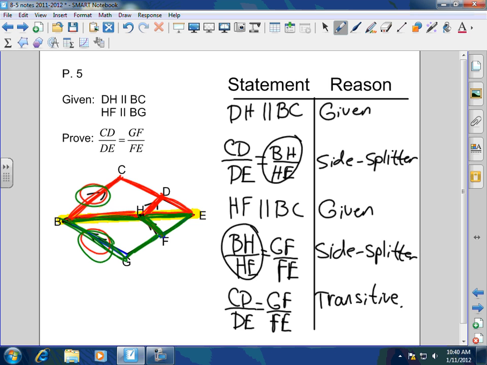So that's why I had spent some time on the side splitter. Don't get confused with side splitter and trying to set up similar triangles. Again, side splitter split this guy proportional to this guy to this guy. This DH side splitter, this guy to this guy equals this guy to that guy. Does that make sense?